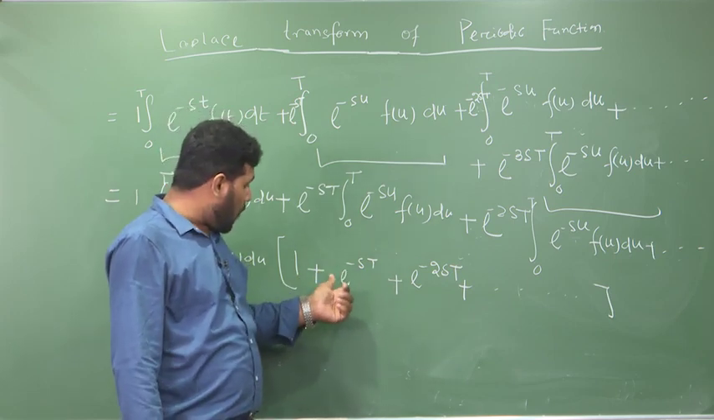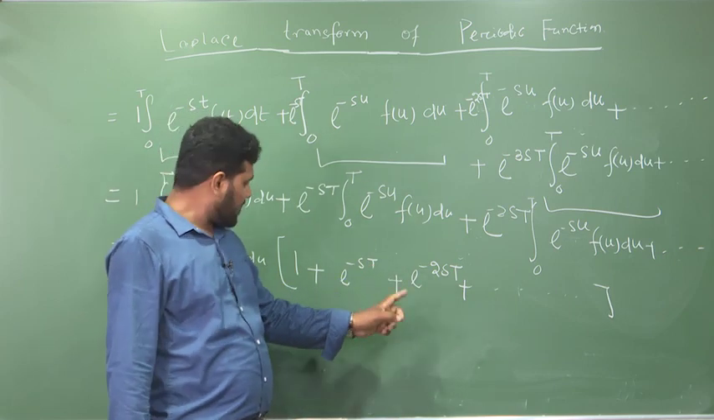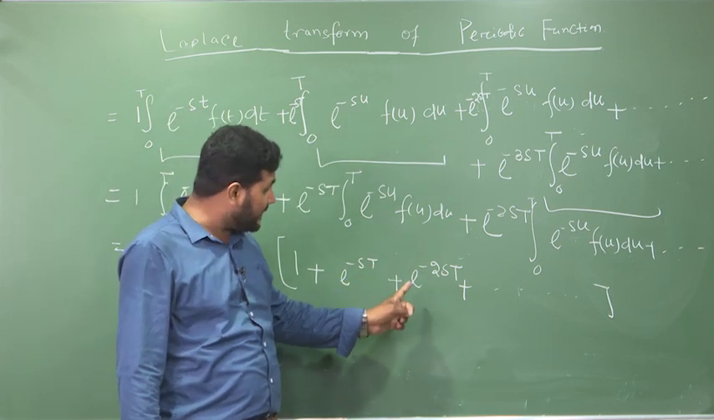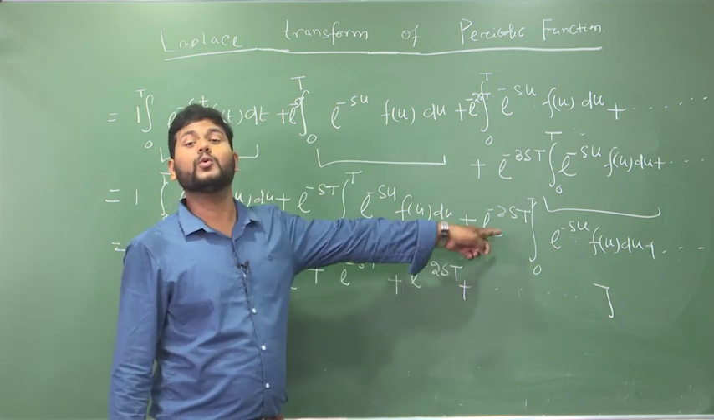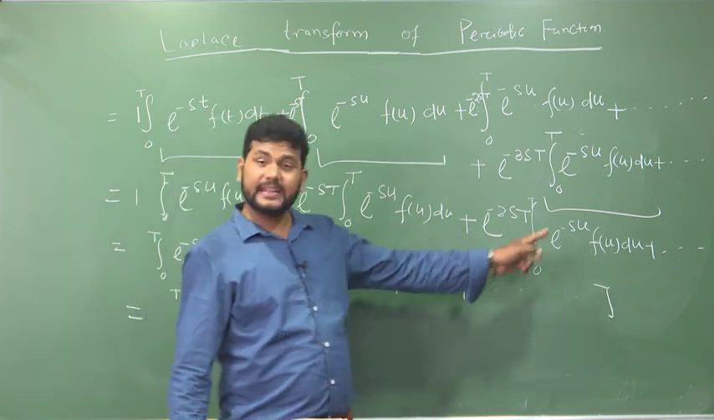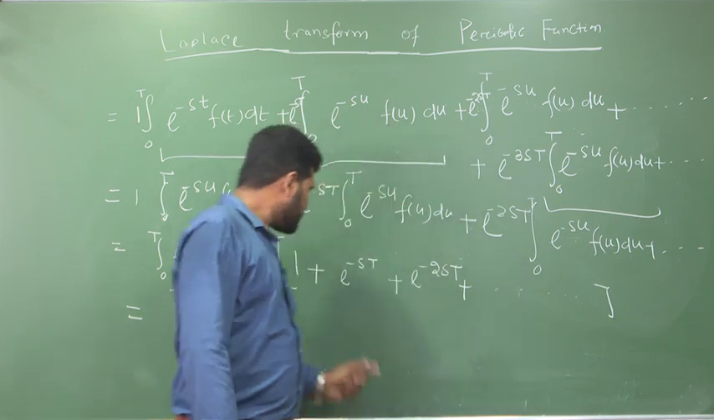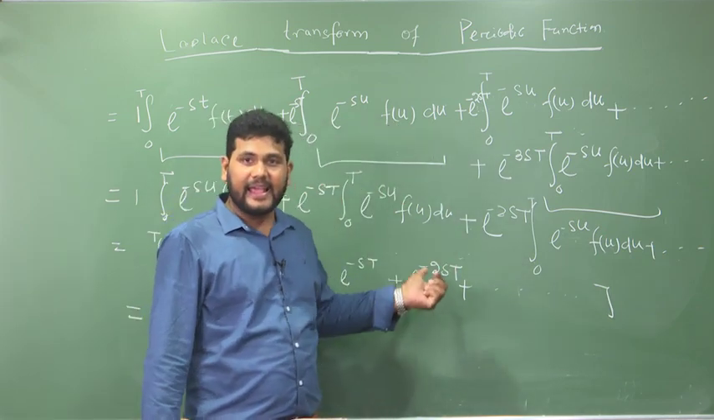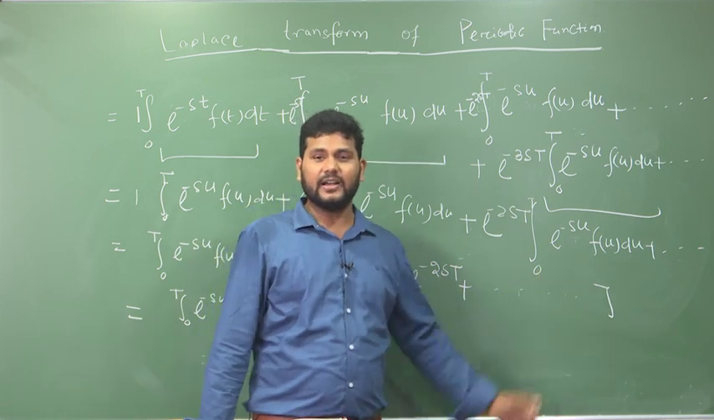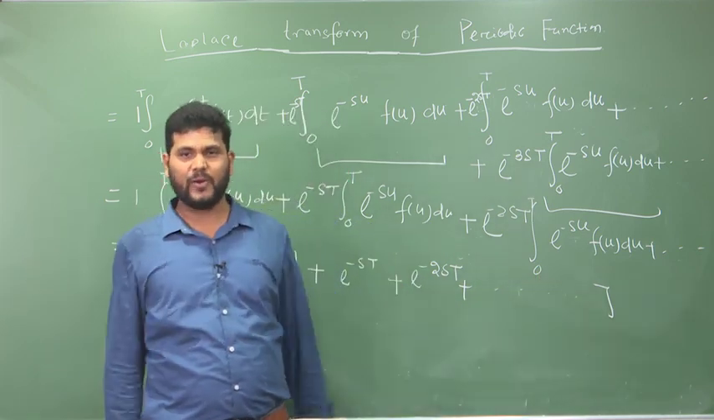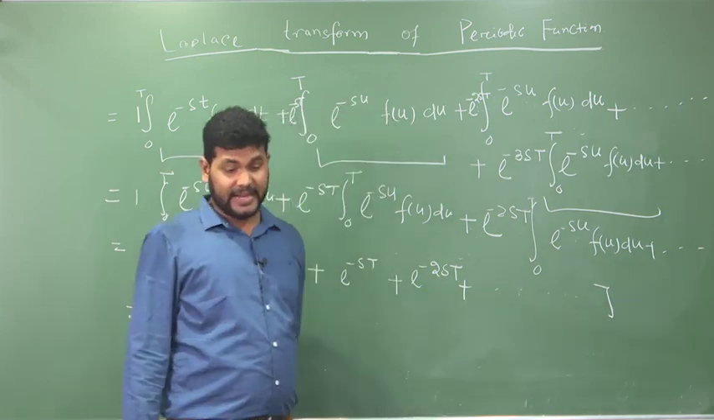Second term, 1 into e power minus st. Third term, again that 1 into e power minus st, a power 2 is there, and again there will be extra power 3, 4 like this. So what is this? a, ar, ar square, ar cube. What is this called? A geometric progression, what we have studied in 9th and 10th class. This is a geometric progression.